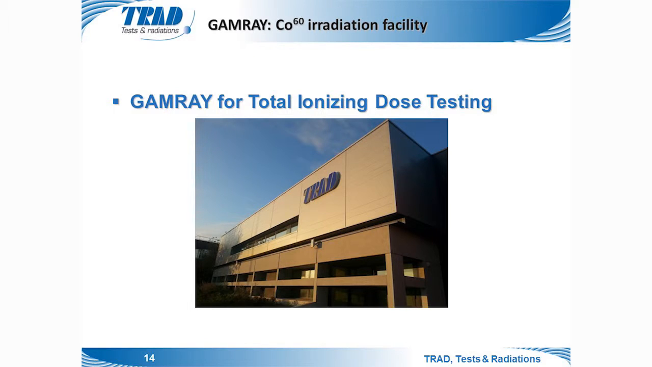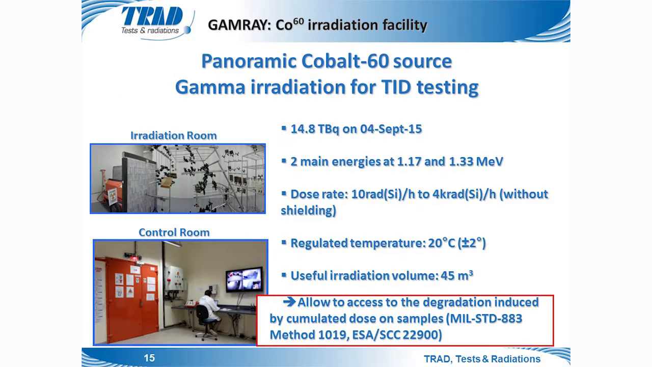So, now let me speak about the facility for total ionizing dose testing. So the facility is a bunker called Gamre. It is based on panoramic Cobalt 60 sources, so which is gamma irradiations, of course.